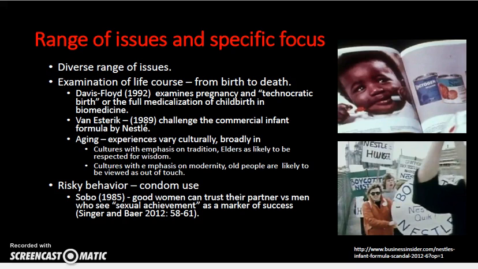They cover a wide range of issues across the entire life course, all the way from birth in a single embryo mode, even before that, if we're talking about reproductive technologies, all the way through death. So some of the work that's highlighted in the text, and again, we'll be looking at other articles over the course of the class as well.